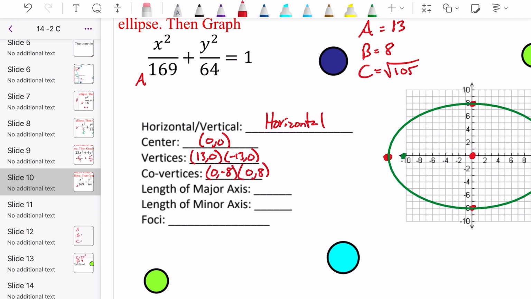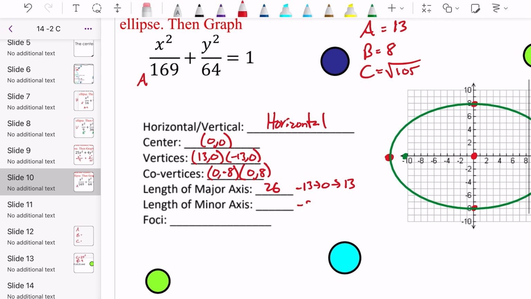0, 8. The major axis would be from negative 13 to 0 to 13, which would be 26. The minor axis would be from negative 8 to 0 to 8, which is 16.